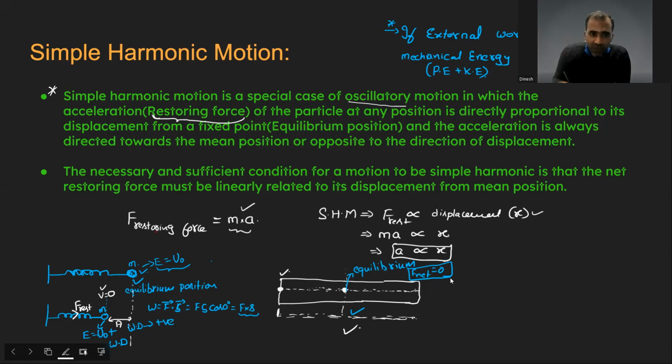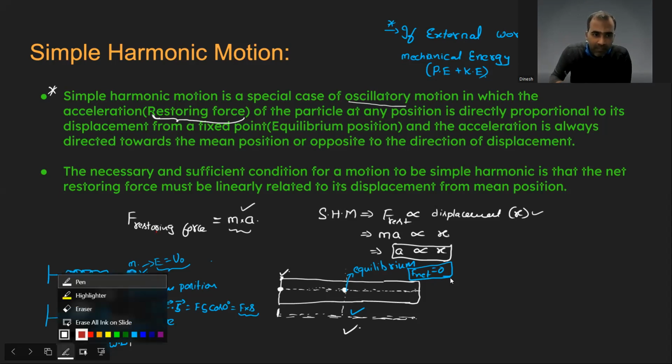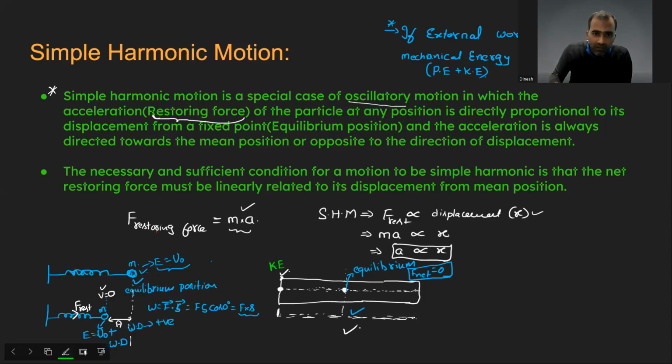Right. Since velocity is 0 here, what is the kinetic energy at this point? Anyone? 0. 0, sir. Excellent. Kinetic energy at this point is 0 because velocity is 0 at the extreme position. Now, since velocity is 0 and kinetic energy is 0, what can you say about potential energy?